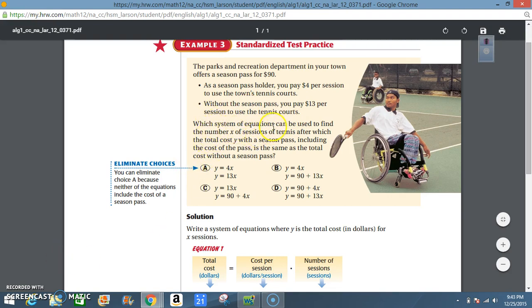Which system of equations can be used to find the number x of sessions of tennis after which the total cost y with a season pass, including the cost of the pass, is the same as the total cost without a season pass? And then here are our choices: A, B, C, and D. Solution. Write a system of equations where y is the total cost in dollars for x sessions.